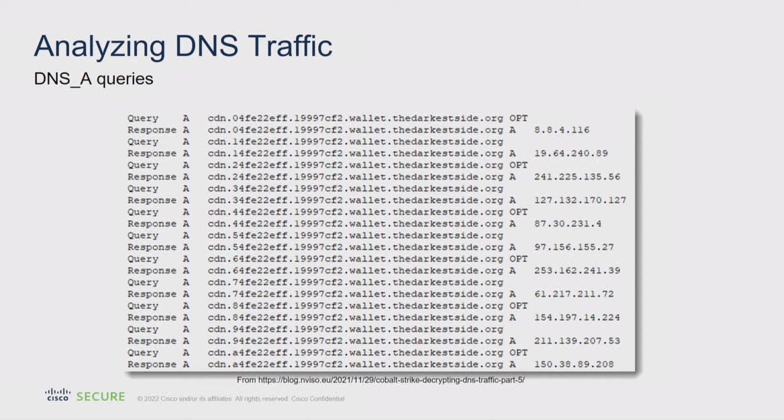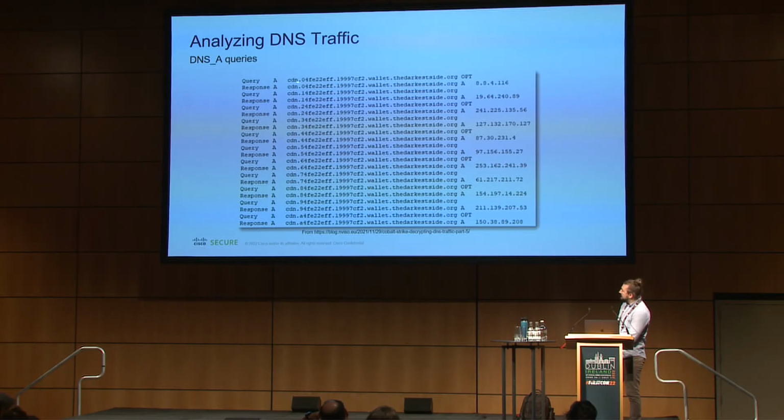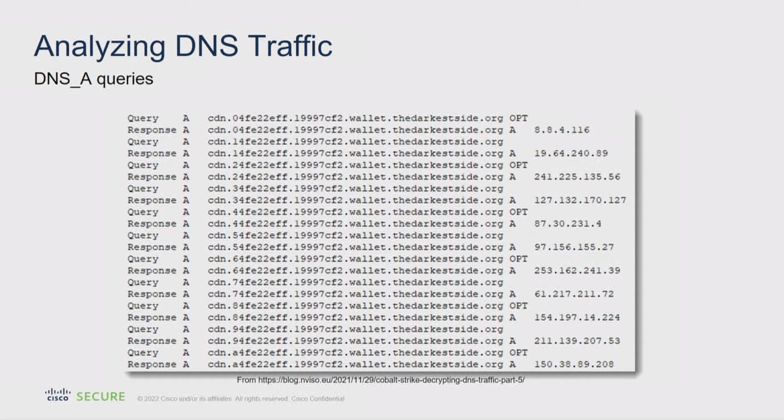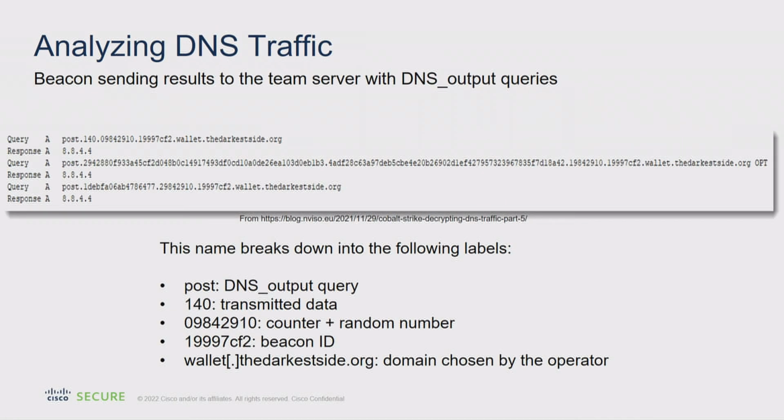So in this case, once again, the first one is the IP, which represents the amount of data that will be communicated on the wire. Then we have a label, which in this case is CDN, to show that the payload will be within the A record. And then the rest of the subdomains will be kind of the same as what we've seen in the first one, where you have the counter, the BID identification, and the data which will be encrypted within the A record. And the last one is the quad A, this one is the actual beacon sending results to the team server with the DNS output.